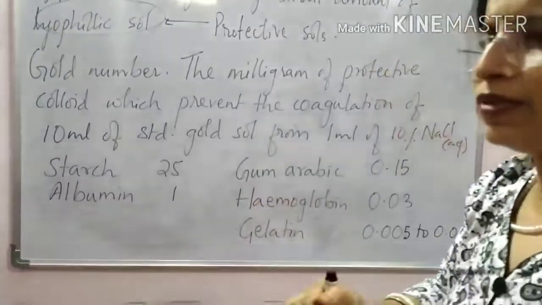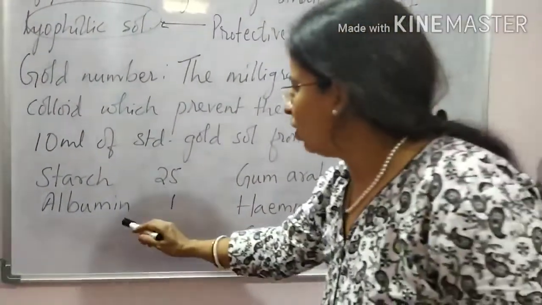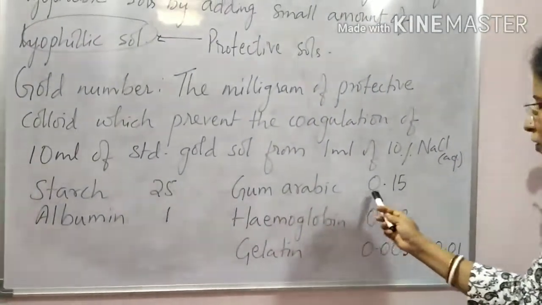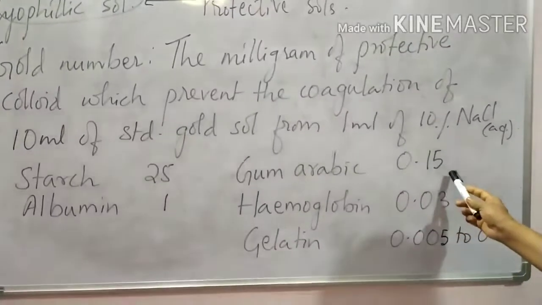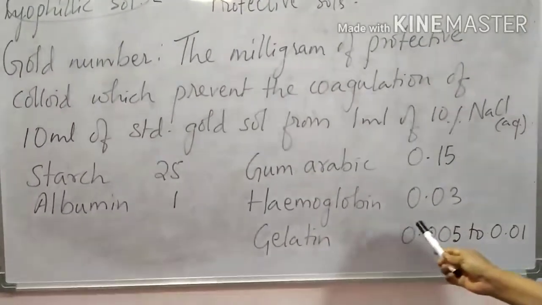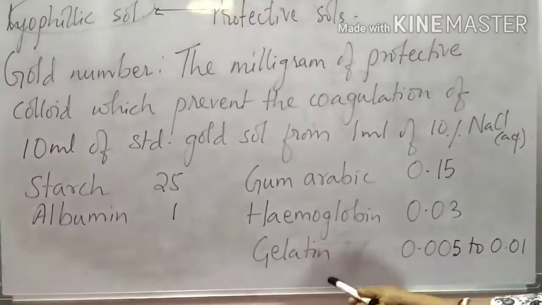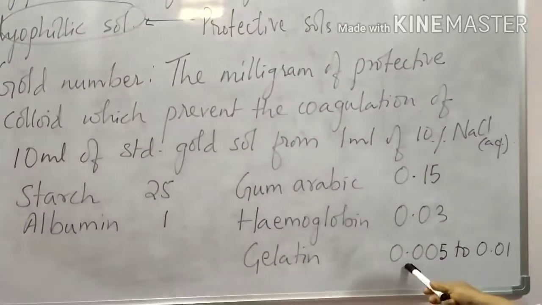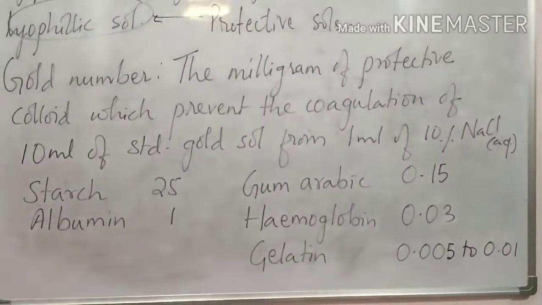So it is found that gold number of starch is 25. Gold number of albumin is 1. Gold number of gum arabic is 0.15. Hemoglobin is 0.03. Whereas gelatin is the best protective sol whose gold number is minimum, 0.005 to 0.01. So what does this mean?